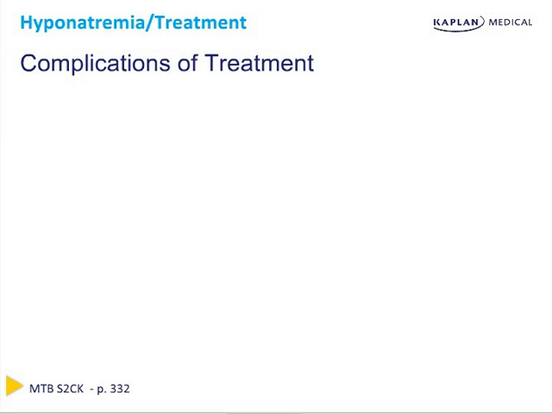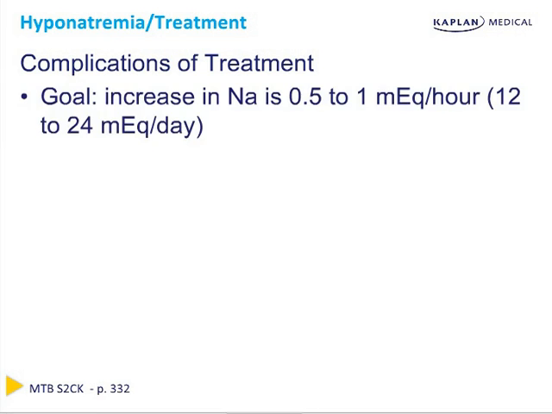Again, because correcting low sodium too quickly can lead to life-threatening complications, the USMLE test makers often write questions about it. In general, hyponatremia should be corrected at a rate comparable to its onset. In other words, if the hyponatremia occurred very suddenly over the course of a few hours, you may be able to get away with correcting it more quickly. But as a general rule, your goal is to increase the serum sodium by 0.5 to 1 milliequivalent per hour. That works out to about 12 to 24 milliequivalents per day.